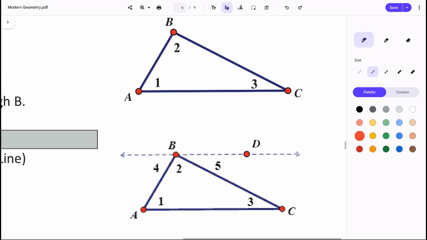And then when they did that, it created a couple of other angles, and some of them we would maybe consider to be exterior because they're on the outside of that triangle. That's where like the 4 and the 5 are. Okay, so we need to use that and kind of use what we think about what's going on in this picture to help us prove this.